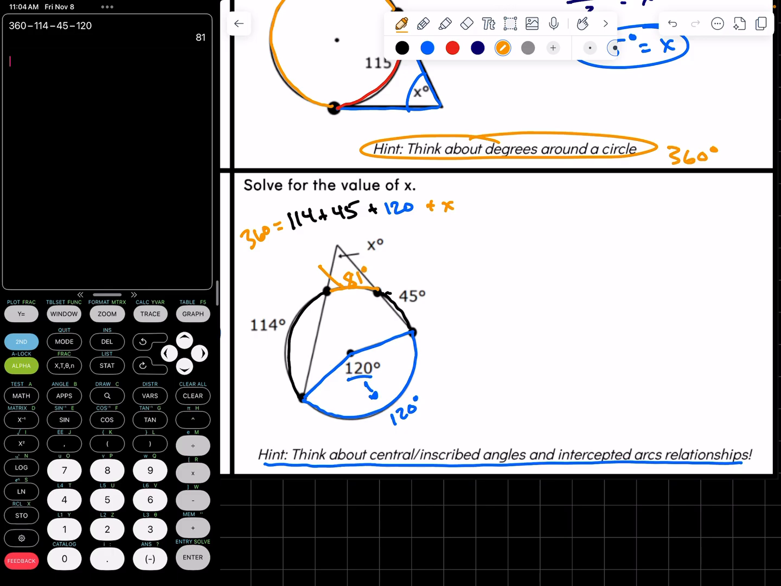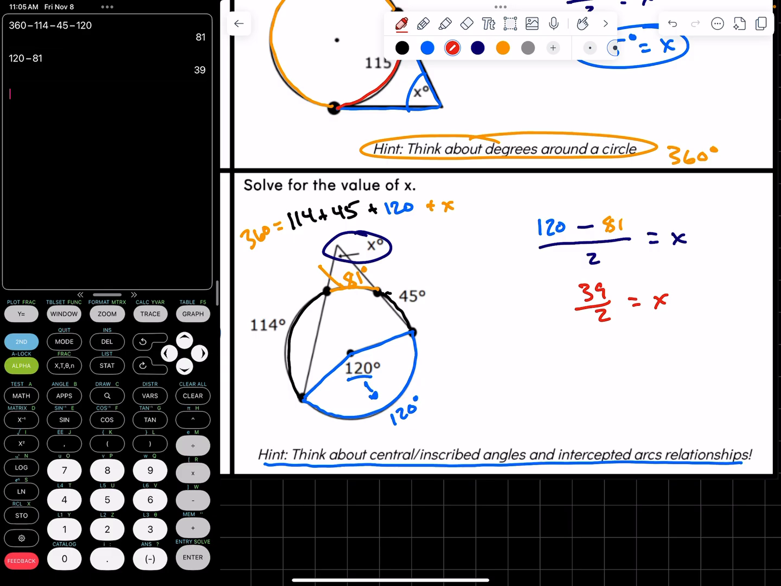And once we figure that out, now I can use the fact that x is outside the circle to write my subtraction version of the formula. We're going to take our big arc, which is 120. We're going to subtract our small arc, which is 81. And that is going to equal x, our angle on the outside of the circle. 120 minus 81 equals 39. 39 divided by 2 is going to give us 19.5 degrees, which is in fact what x equals.